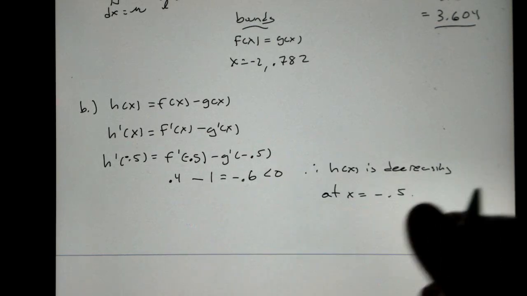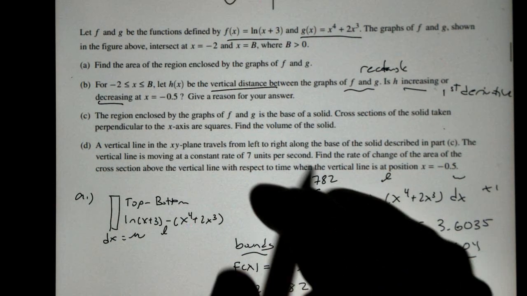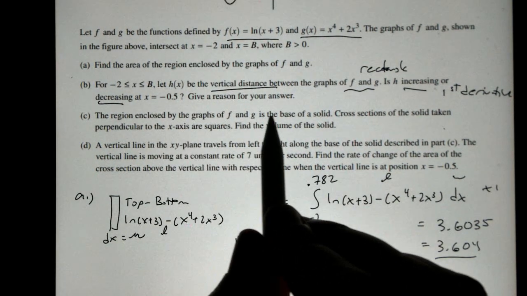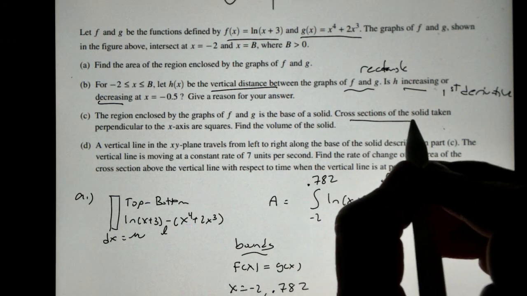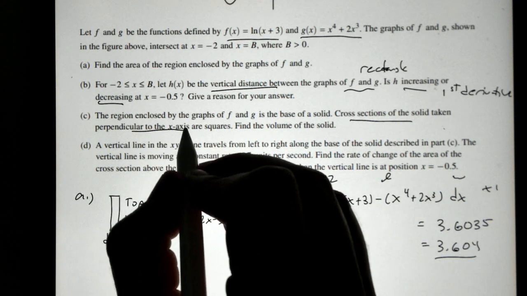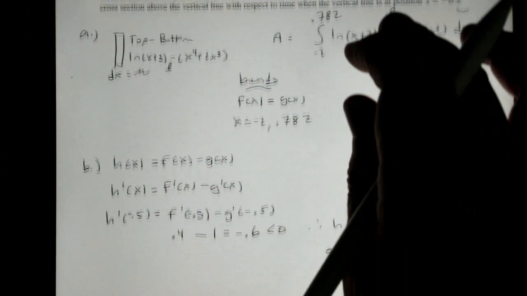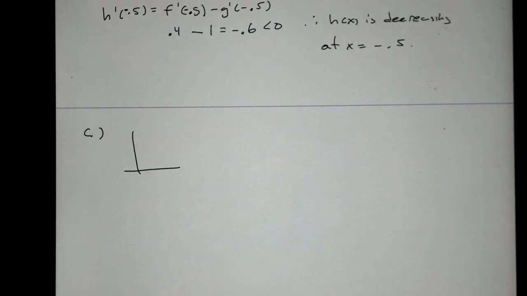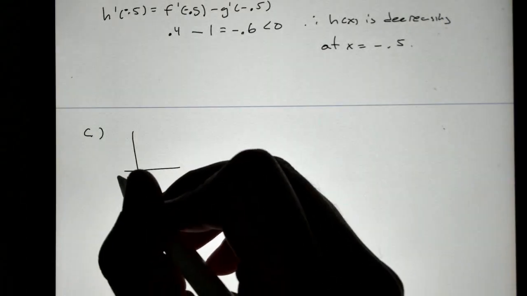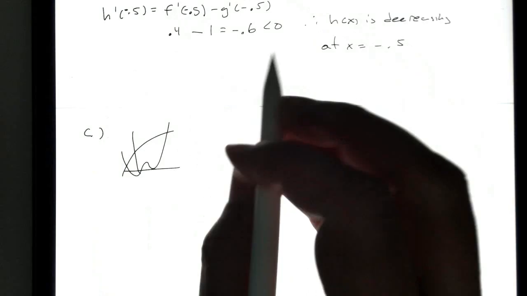All right, so let's take a look at part C here real quick. Part C says the region enclosed by the graph is the base of a solid. The cross-sections of the solid taken perpendicular to the x-axis, that means in terms of x, are squares. So if I take that same region and graph it out here, remember it kind of looks like this, right here.